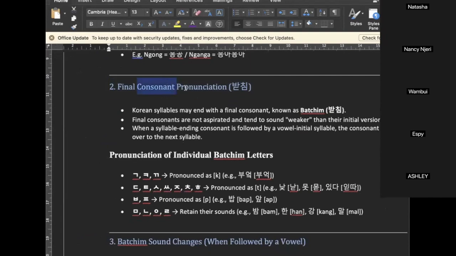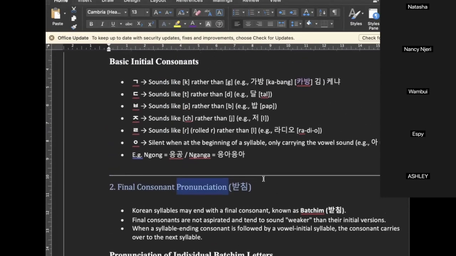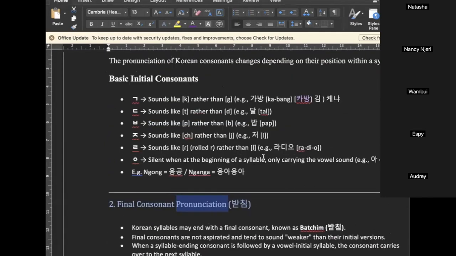Number two, final consonant pronunciation. Now, in Korean, we have what we call batchims. Now, what you would ask, what is a batchim? This guy introduced Korean to us the other day and he's talking about batchims. A batchim is the final consonant in a Korean word. Some words do not have a final consonant.